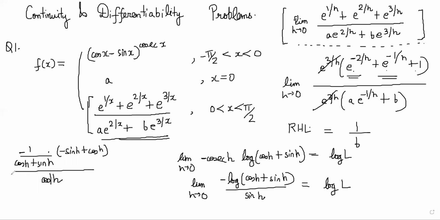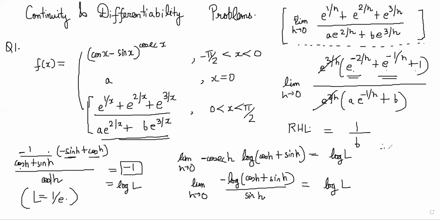That is the limit as h tends to 0, right? So this is 1 minus 0, so 1, and by 1, right? So 1 into minus 1 is the limit of this part after L'Hopital, right? So that is equal to log L. So L is equal to 1 by E, right? Makes sense. So L is equal to 1 by E.